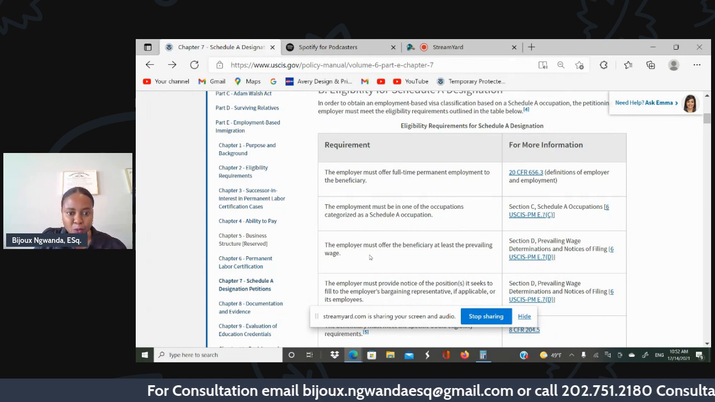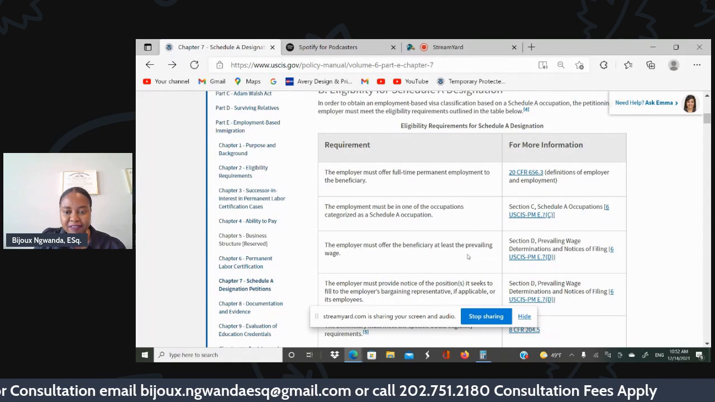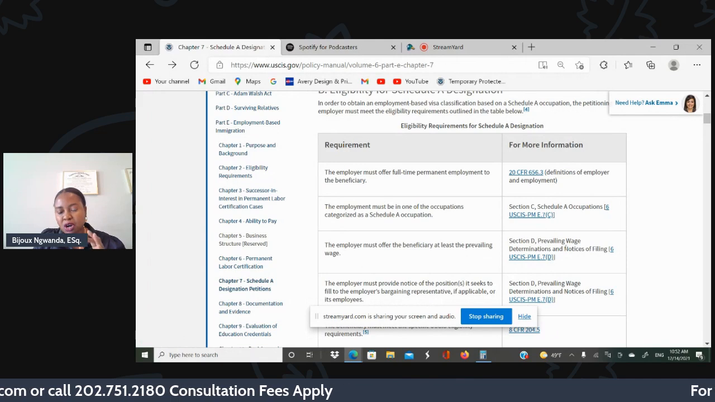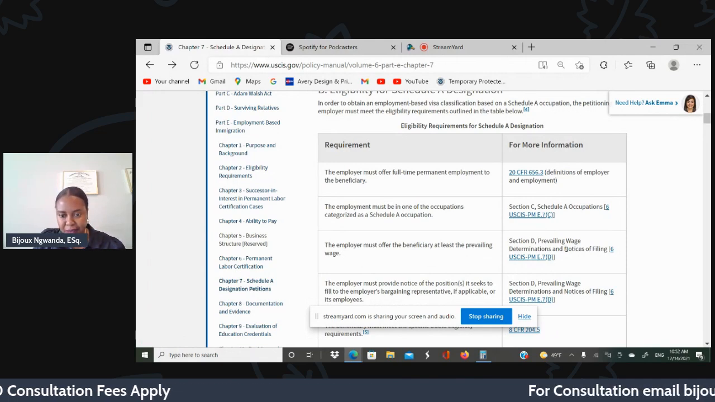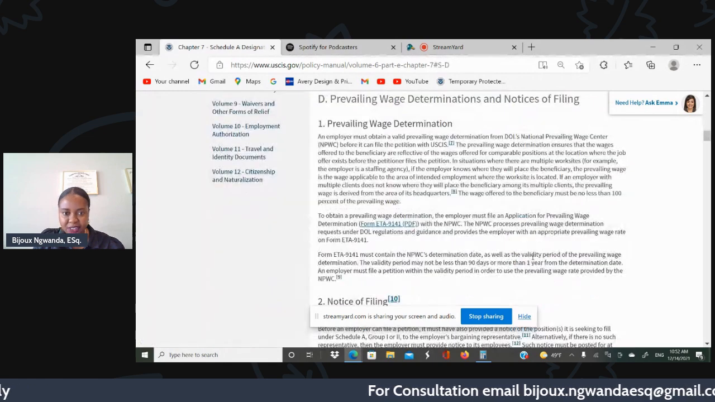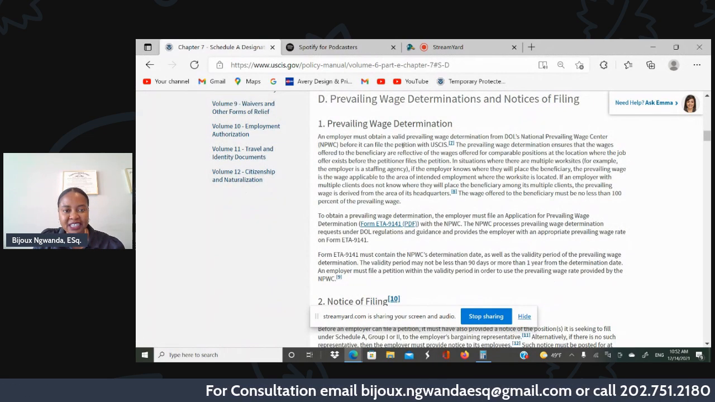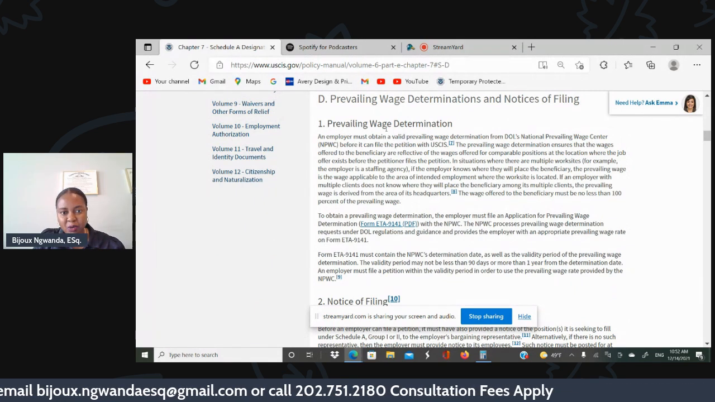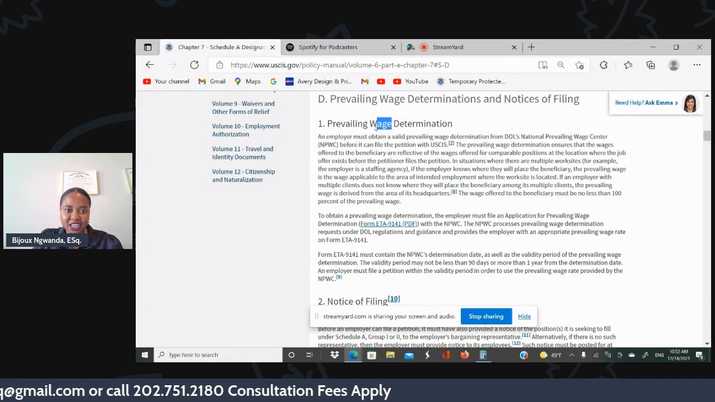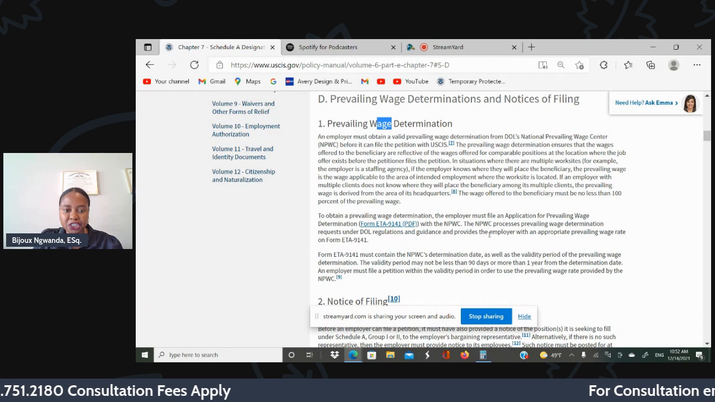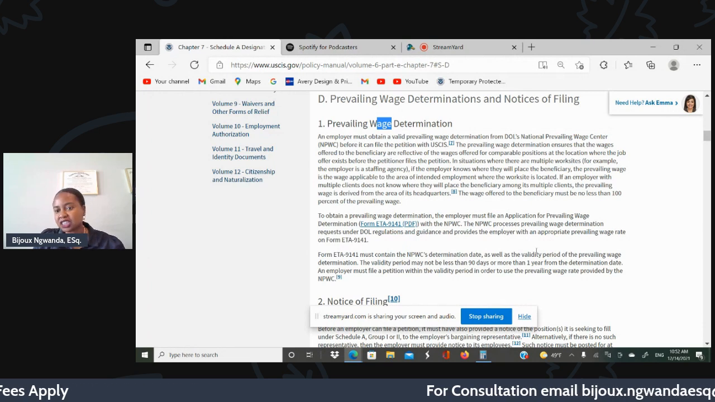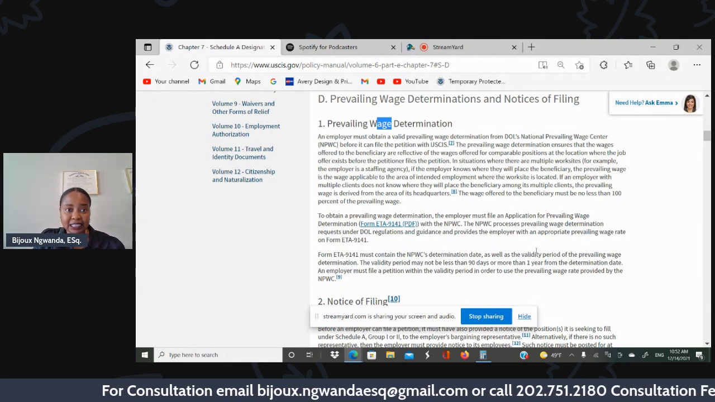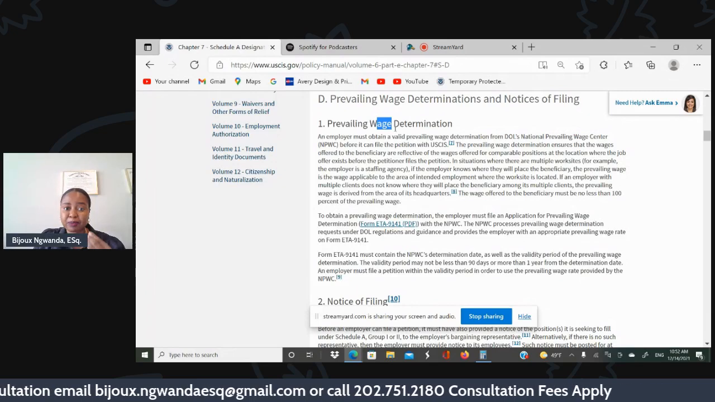And number three, the employer must offer the beneficiary at least the prevailing wage. And if you go here, it really talks about what the prevailing wage is. You click on the section here, and it's going to tell you what the prevailing wage is and how you determine it. There's a lot of explanation there, and that's really not your job to know, but the employer must know that, and your lawyer must know whether the employer is actually offering the prevailing wage.